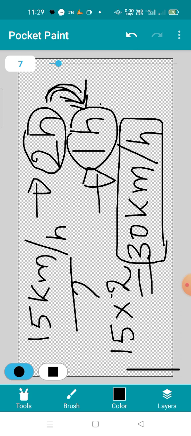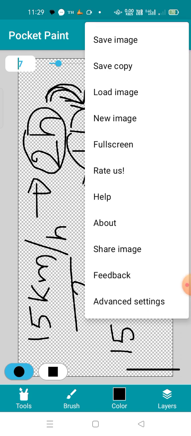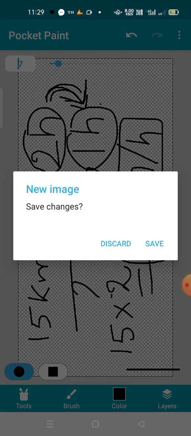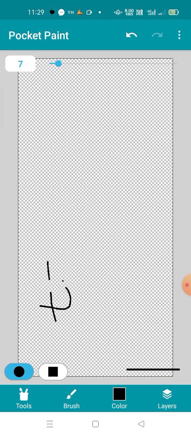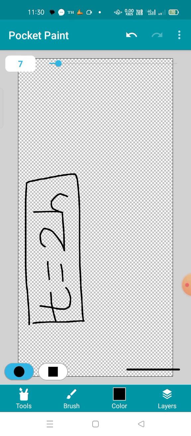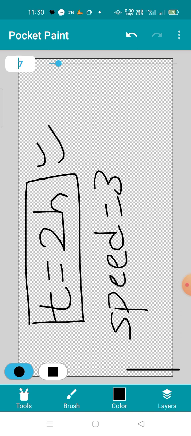So what are the two answers? The first answer is 2 hours, that is the time taken by the water to rise to a height of 21 centimeters. The second answer is the speed value they're asking us, and that is 30 kilometers per hour. So we have answered the question completely.